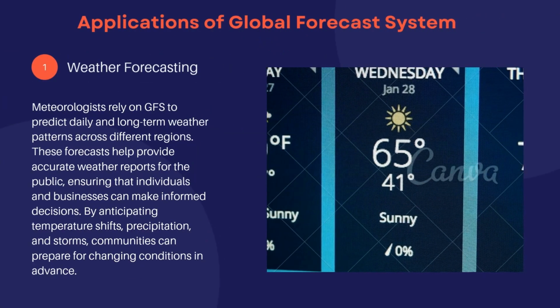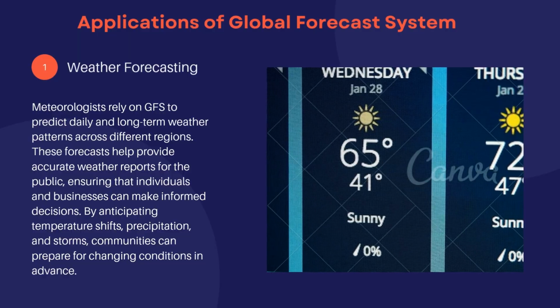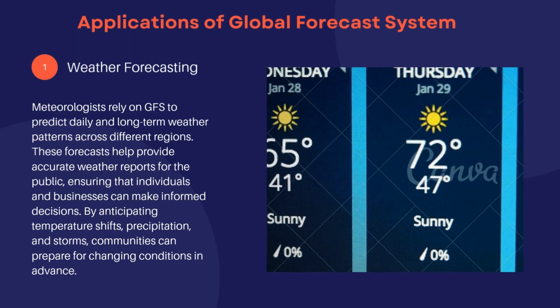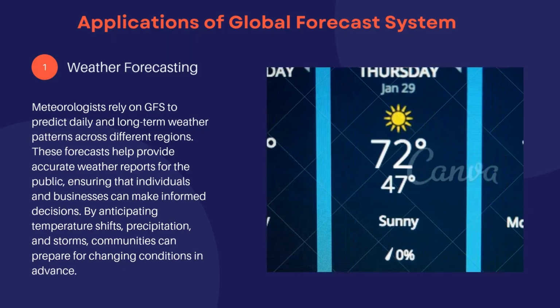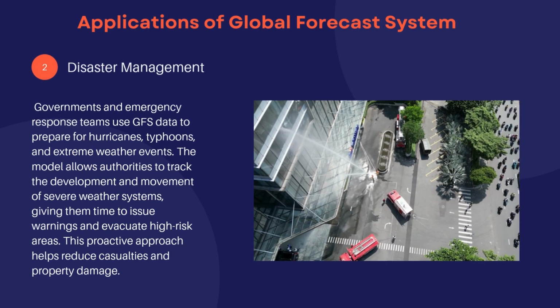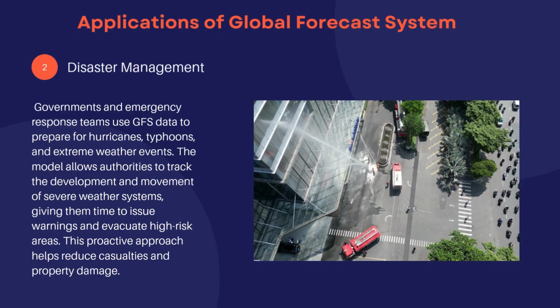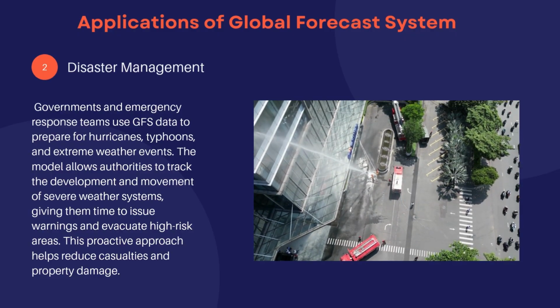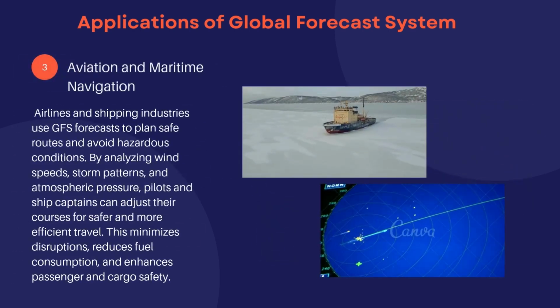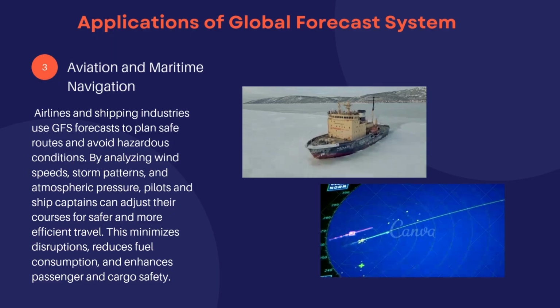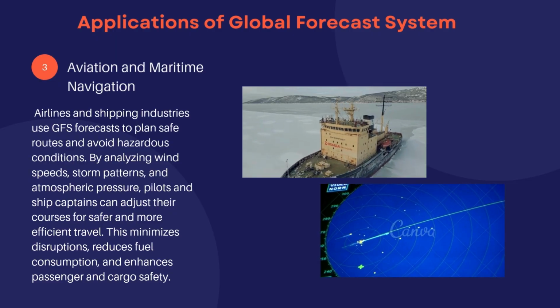The applications of the Global Forecast System. Weather forecasting helps meteorologists predict short and long-term weather patterns, allowing businesses and communities to prepare for changing conditions. Disaster management assists governments in tracking severe weather events, enabling timely warnings, evacuations, and disaster response efforts. Aviation and maritime navigation provides airlines and shipping industries with data on wind, storms, and pressure to optimize routes and ensure safety.